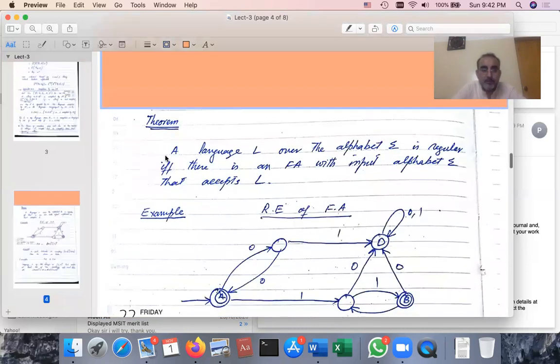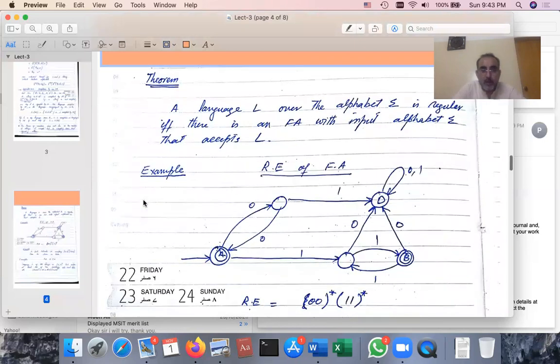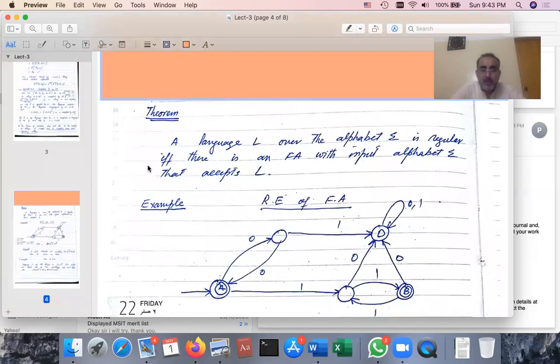Anyhow, we have now a simple definition. I don't want to prove this theorem because it is very simple. This is just a definition.